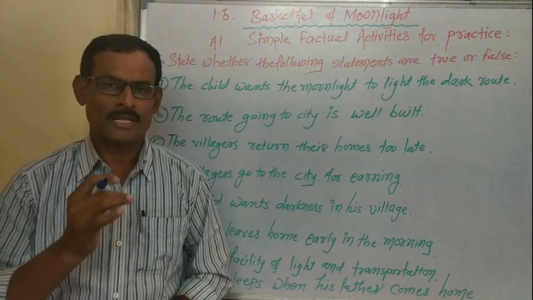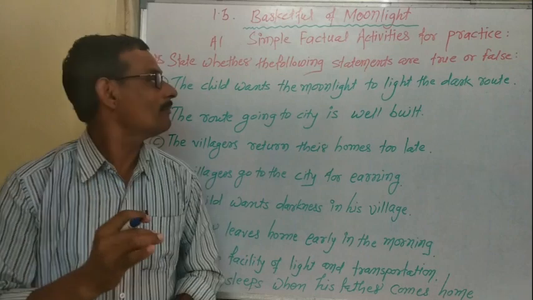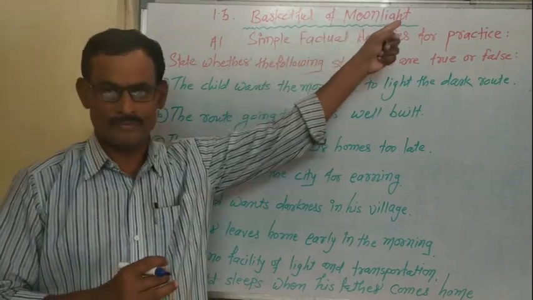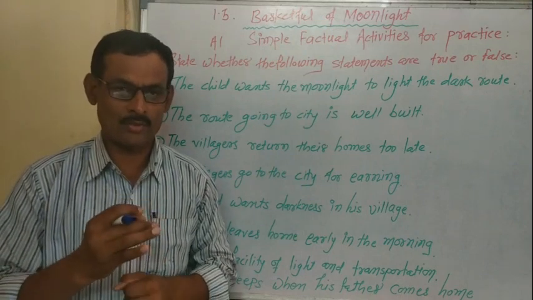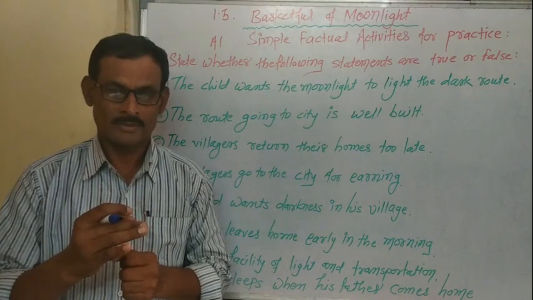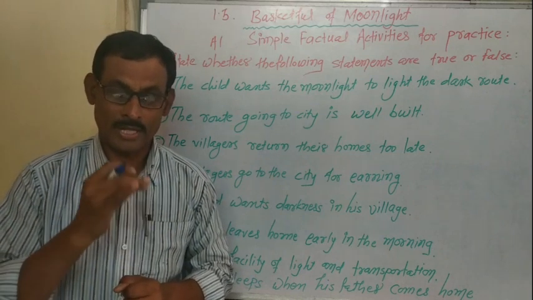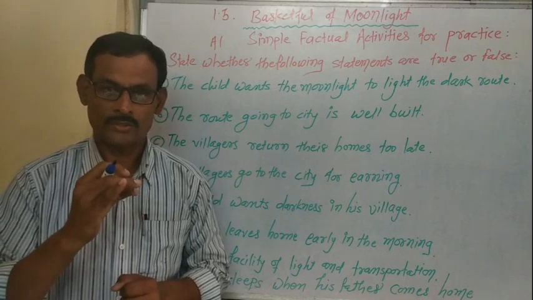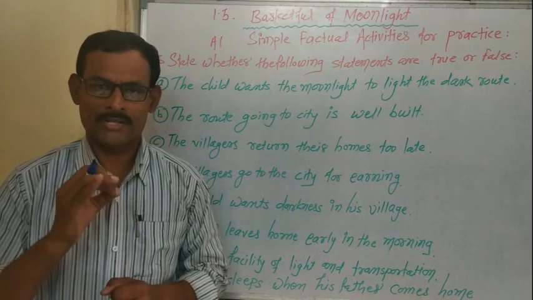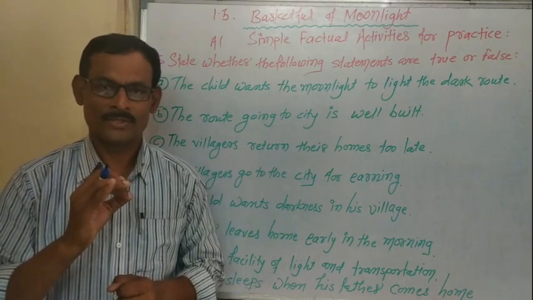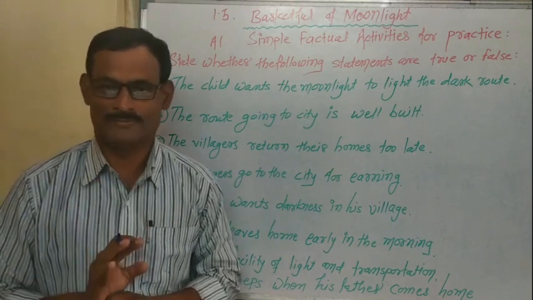We know that yesterday and the day before yesterday we started the poem Basketful of Moonlight, where the day before yesterday we talked about the paraphrase of the poem. Yesterday we read the poem, went line by line and understood the poem, and today it's time to talk about the activities based on the poem.